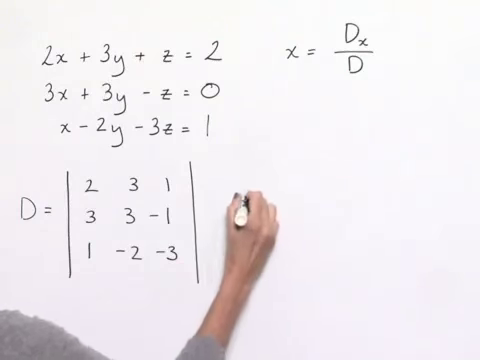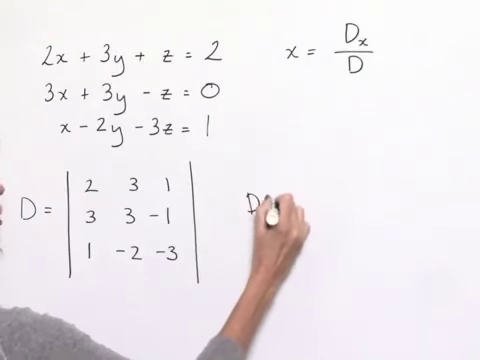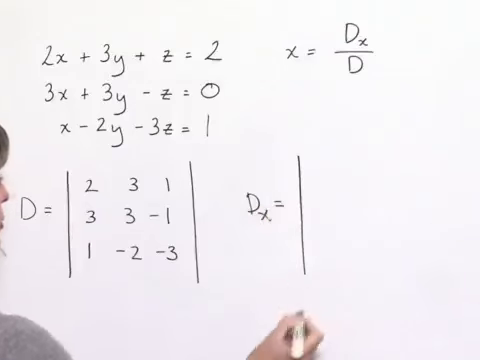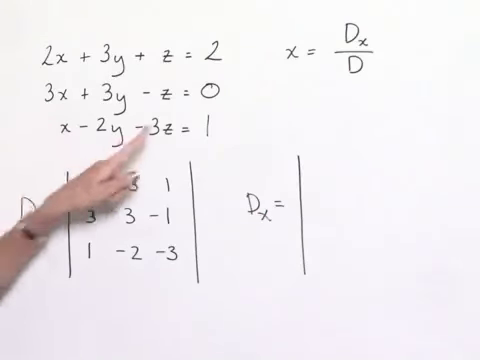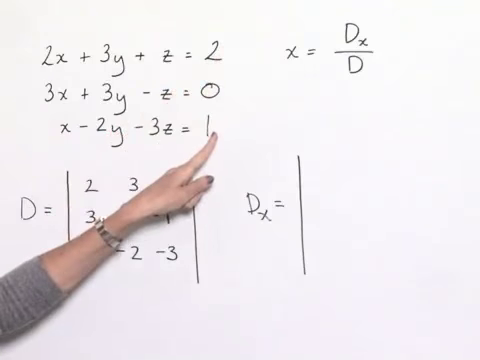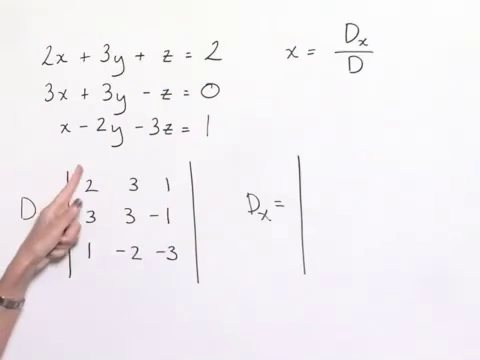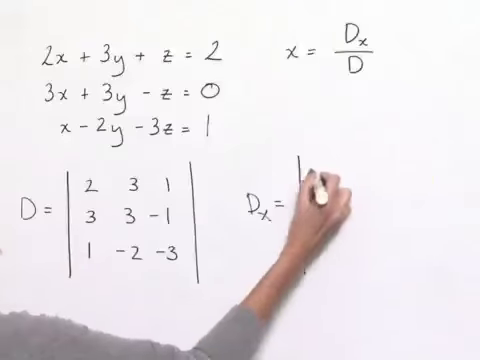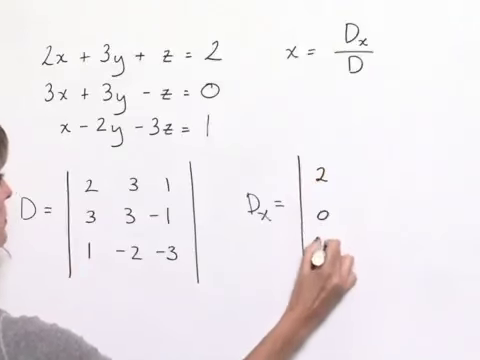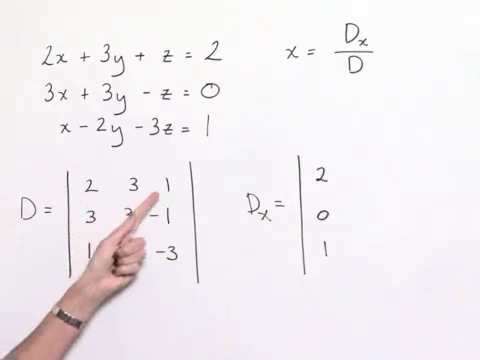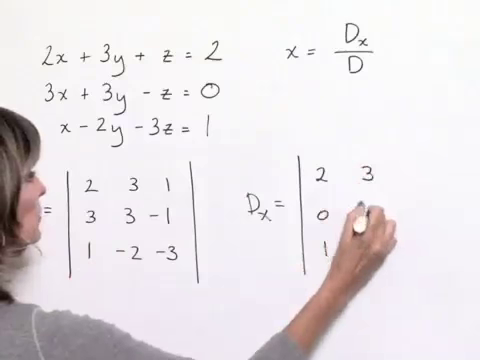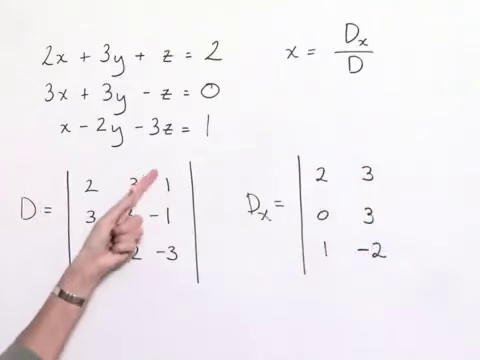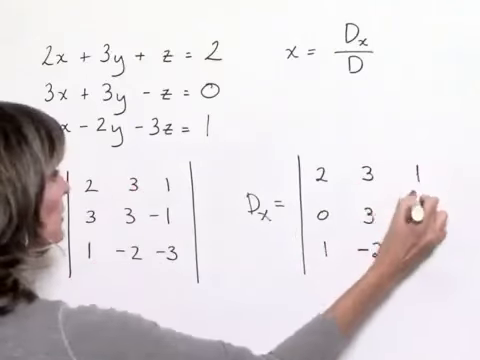Let's see how we create D sub x. To create D sub x, we're going to have a 3 by 3 determinant where we're going to take our values that came from our x's and we're going to replace those values with our constant values in the equations. So our new determinant is going to have in its first column the values 2, 0, 1. We're going to keep the other two columns exactly the same. So we'll have the 3, the negative 2, and we'll have 1, negative 1, negative 3.